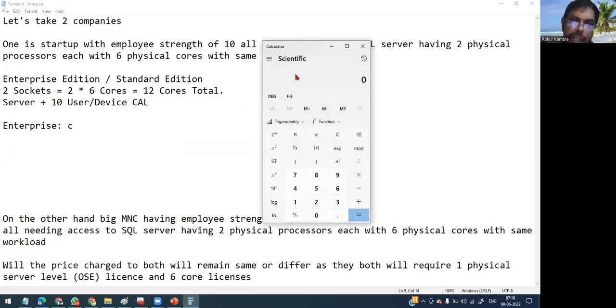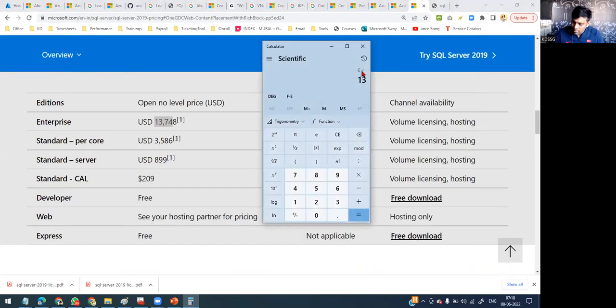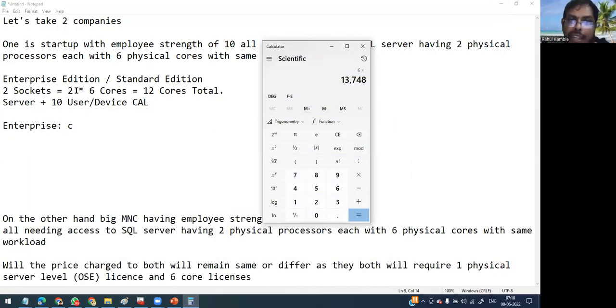Six licenses, that's it. Into 6874. 6 into 13,748. No, 6 into 6874. This is 12 cores total, right? You have 12 cores, but it will come in packs of 2 cores, right? So I'm multiplying 6874 with 6. That's what I'm doing, sir. 13,748 into 6, because 6 physical cores means 12 logical processors. That's what I'm talking about.